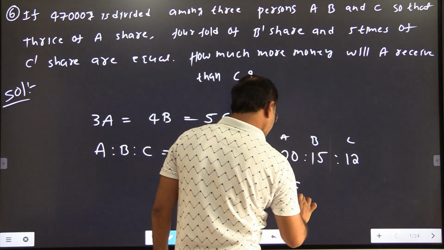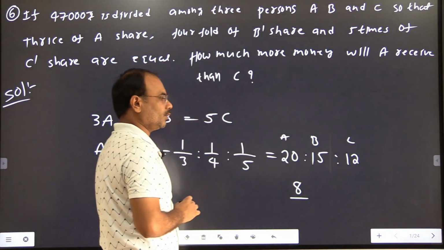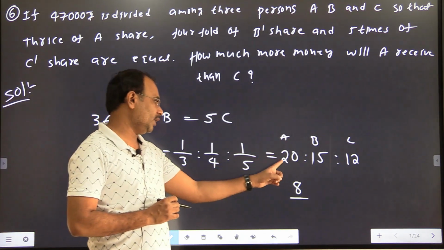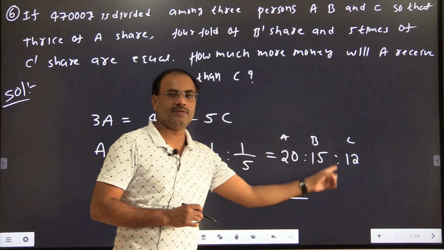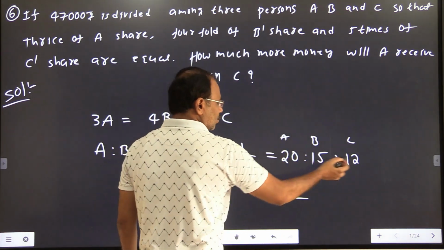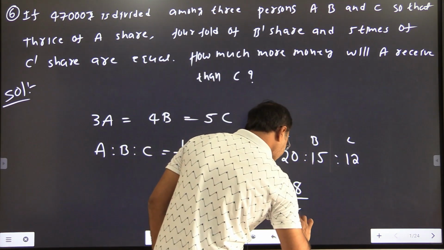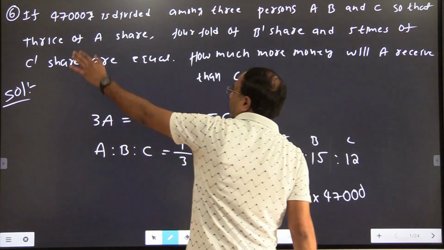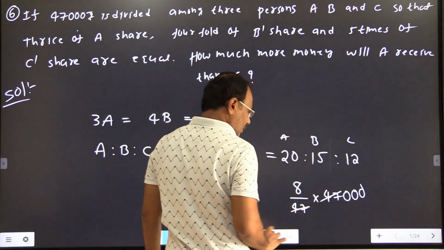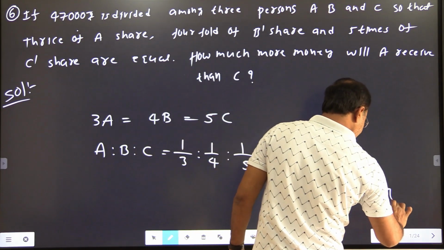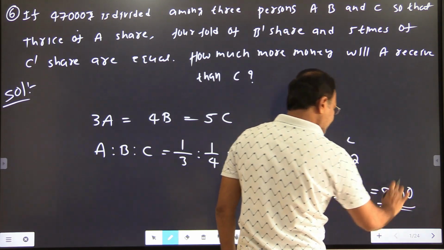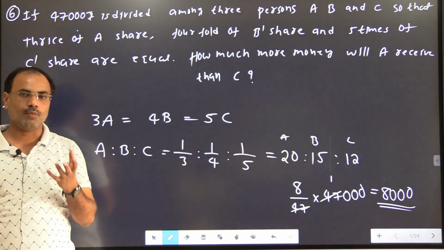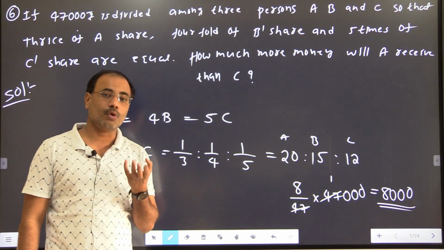20 minus 12 is 8. A gets more than C by 8 parts. A will get 20 parts, C will get 12 parts. The difference is 8 parts. 8 by what? 20 plus 15 plus 12 is 47. So 8 by 47 into 47,000. Total value 47,000, so 47 cancels with 47, giving 8,000 rupees. So this is the answer. A will receive 8,000 rupees more than C.